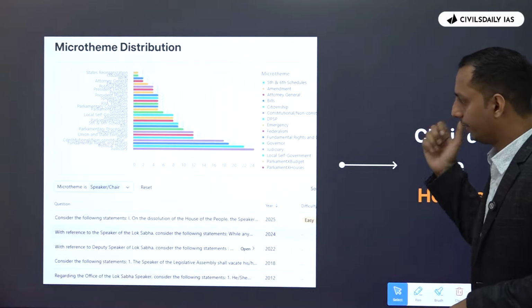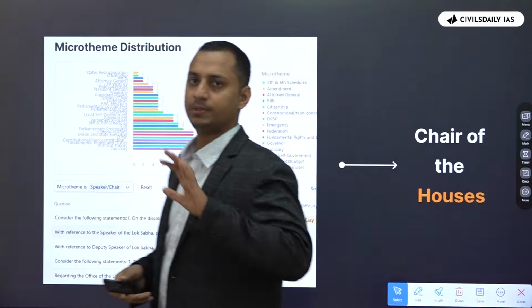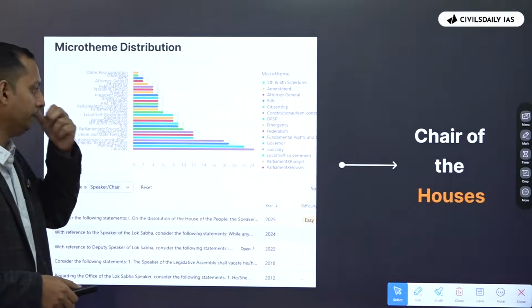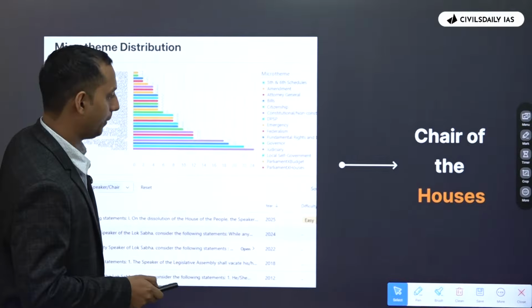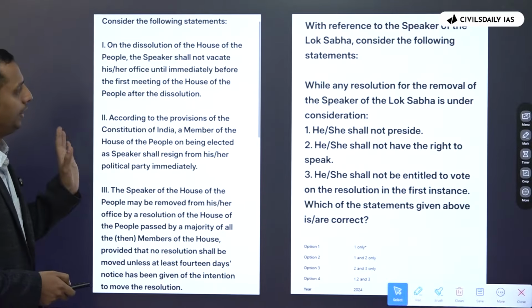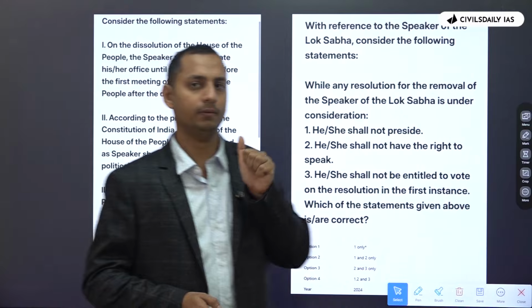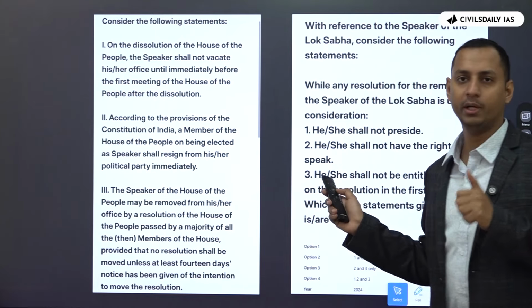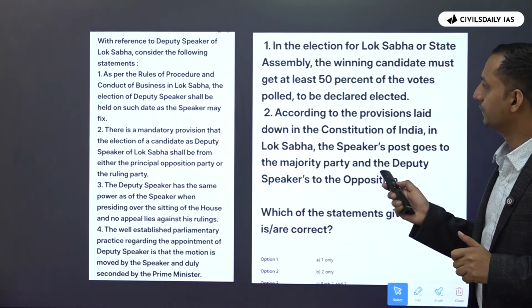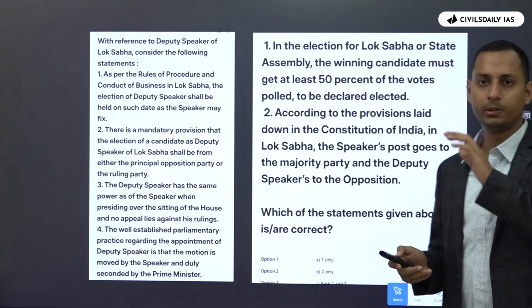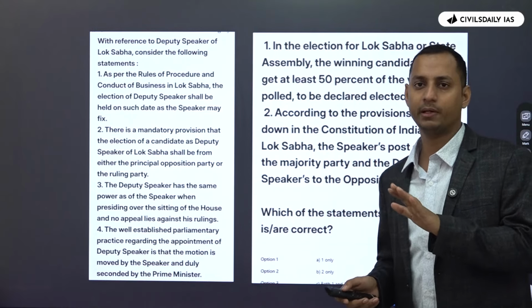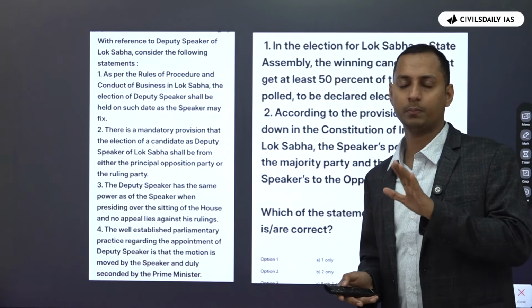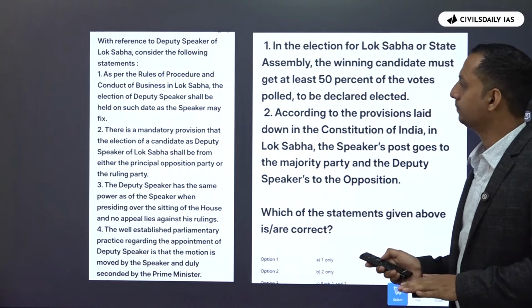So first of all, we'll deal with the chair of the houses. As you know, the Speaker, Deputy Speaker, and the Chairman of the Rajya Sabha and the Deputy Chairman of Rajya Sabha. So these are very important people here. You need to dive much deeper. Speaker, Deputy Speaker, cover all the provisions out there. There is no single area for you to skip. All the important portions are very important.